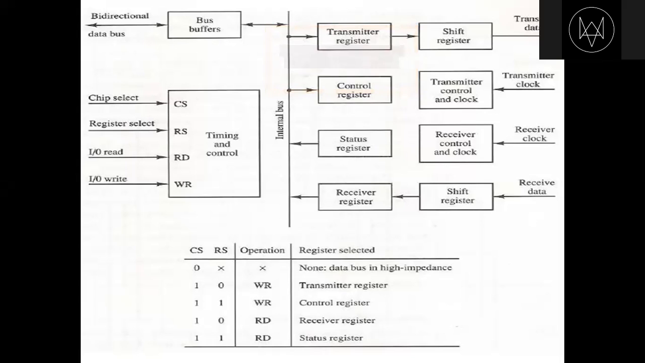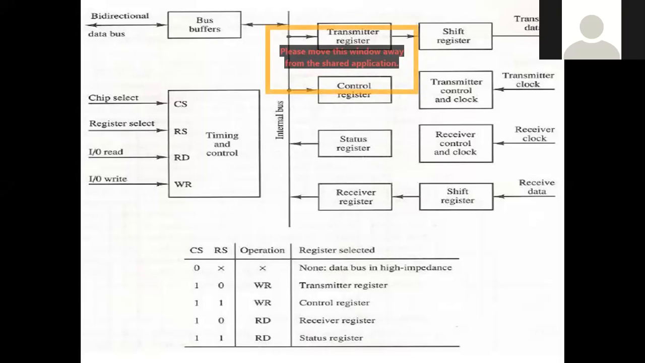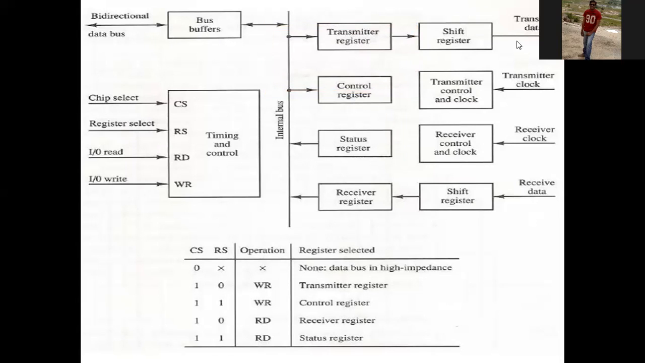Are you clear? Yes, sir. According to the different values, it will select the different registers. So 1011, 1011: you can see the transmitter register and write operations. Here two are write operations and two are read operations which we are going to perform, write only and read only. Two write-only registers we have and two read-only registers we have. What are the two write-only registers?